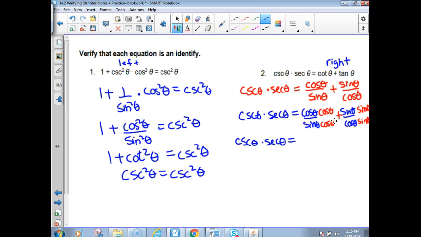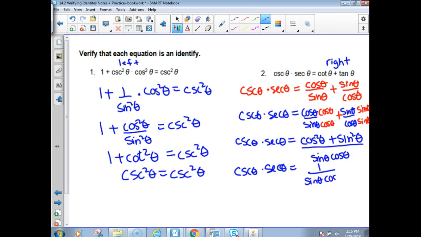All right, when I multiplied this fraction, I'm going to get cosine squared theta plus, I'm going to add, because my denominator is going to be just sine cosine. Sine times sine would be sine squared. Okay, what can I do for a trade? Cosine squared plus sine squared is 1. Bless you. 1 over sine theta cosine theta. We're almost there.